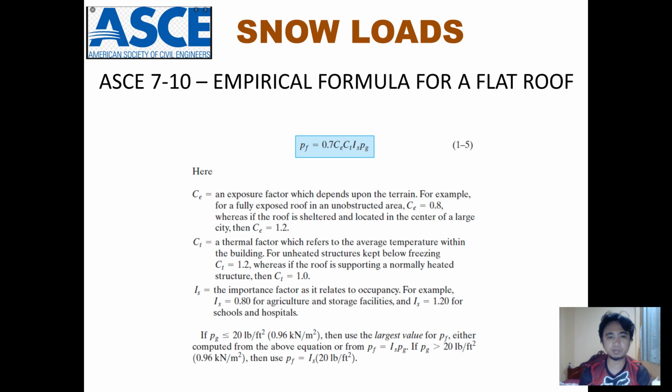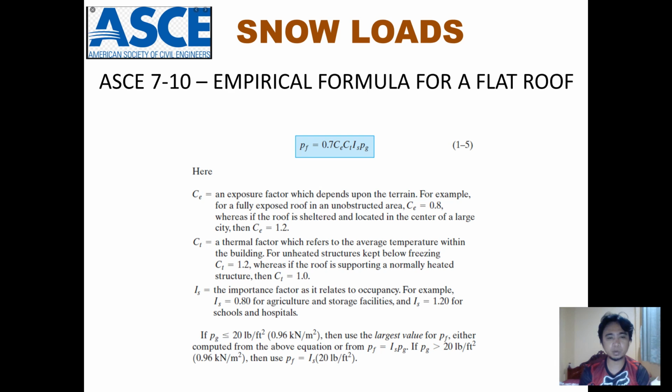For unheated structures kept below freezing, we have a thermal factor of 1.2. And if the roof is supporting a normally heated structure, we have a CT of 1.0. Another factor, similar to that for earthquake loading which will be introduced by and by, is the importance factor, which relates to occupancy. There are different factors according to occupancy. For example, agriculture and storage facilities have a 0.8 importance factor, much higher for occupancy of schools and hospitals, which is pegged at 1.2.